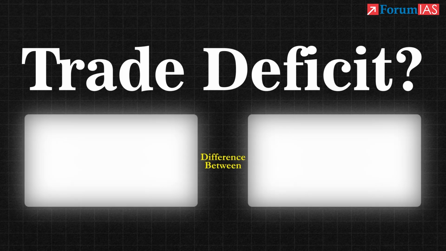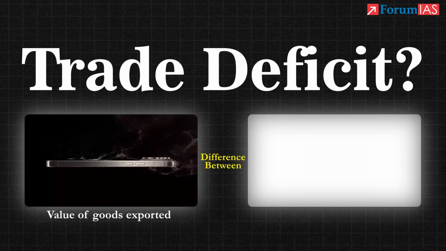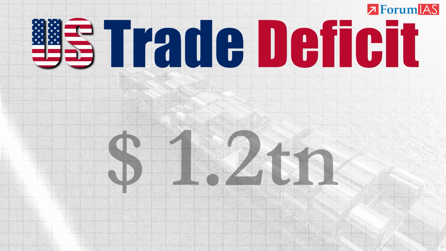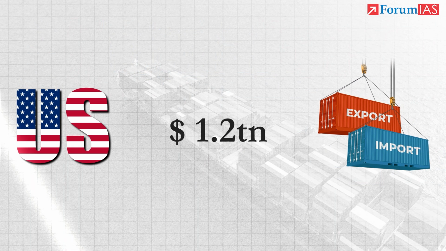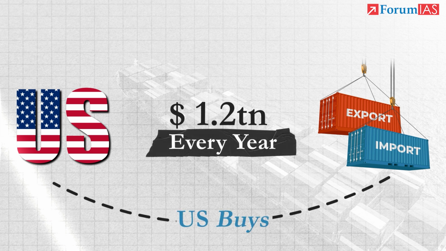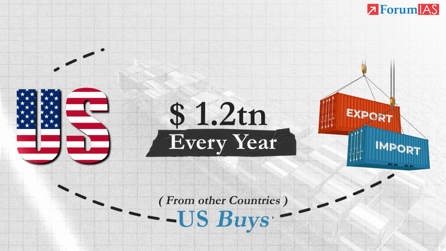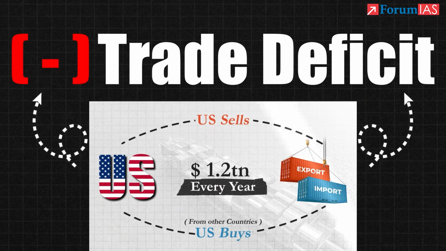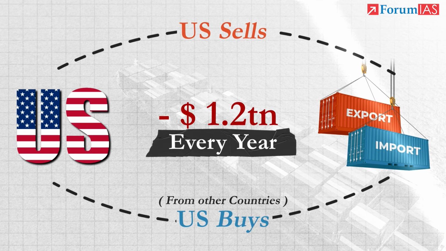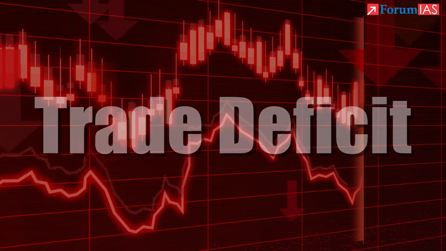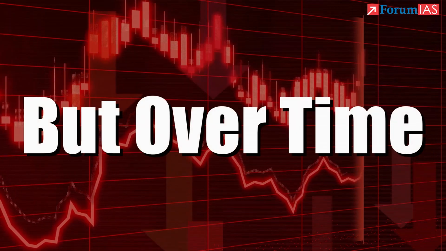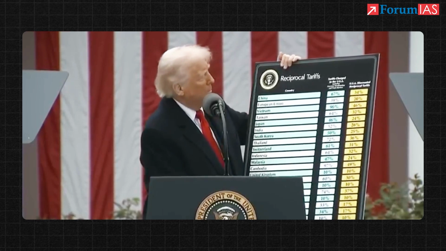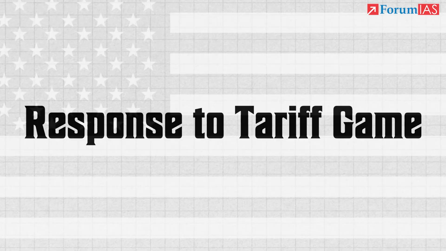Trade deficit is the difference between the value of goods exported by any country and the value of goods imported by that country. The US has a trade deficit of $1.2 trillion. That just means every year the US buys 1.2 trillion more goods from other countries than it sells to them. A trade deficit shown with a minus sign of more than $1 trillion means the US imports $1 trillion worth more of goods than it exports. A deficit isn't always a disaster, but over time, it can lead to loss of jobs and weaker local industries. So that's one of the main reasons Trump's team says they're doing this.